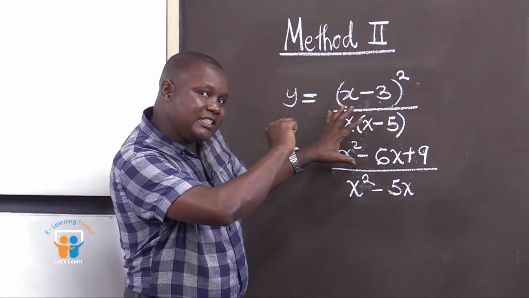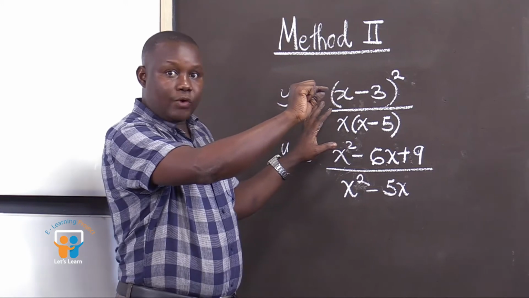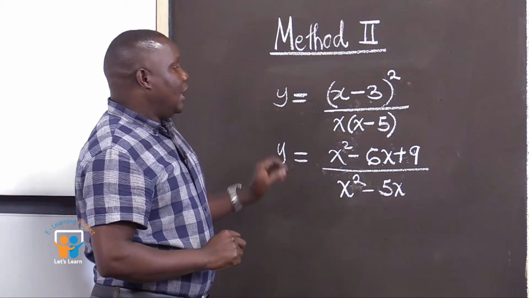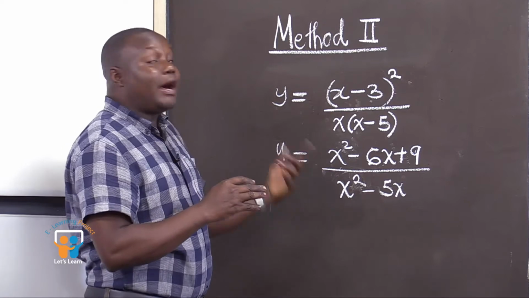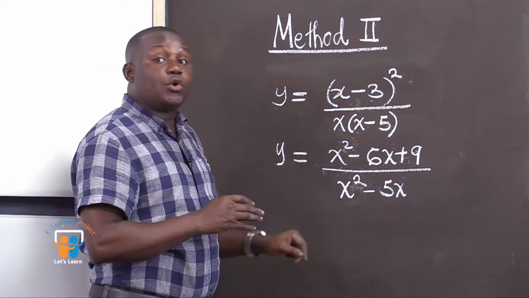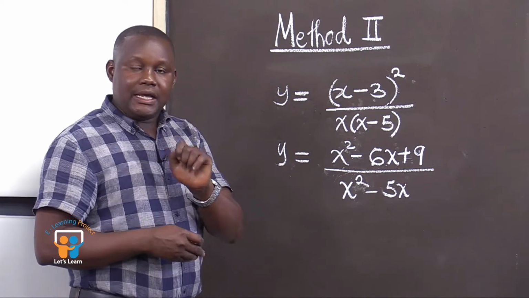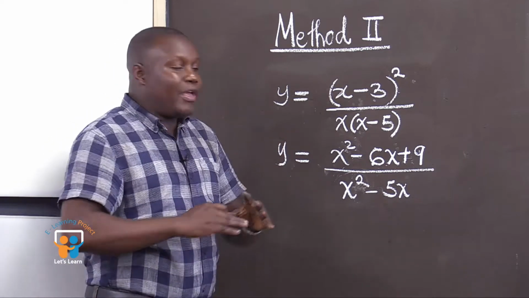It must be cutting through the y-axis. All right? And then secondly, there must be values that make x tend to infinity. All right? Now in this case, in method 2, we are going to rearrange.